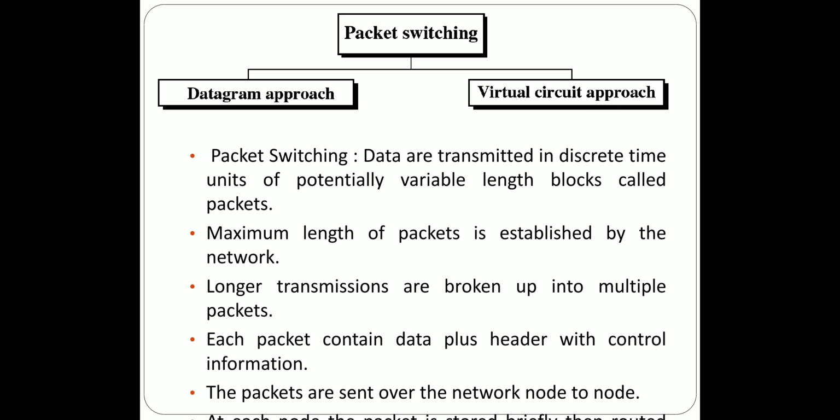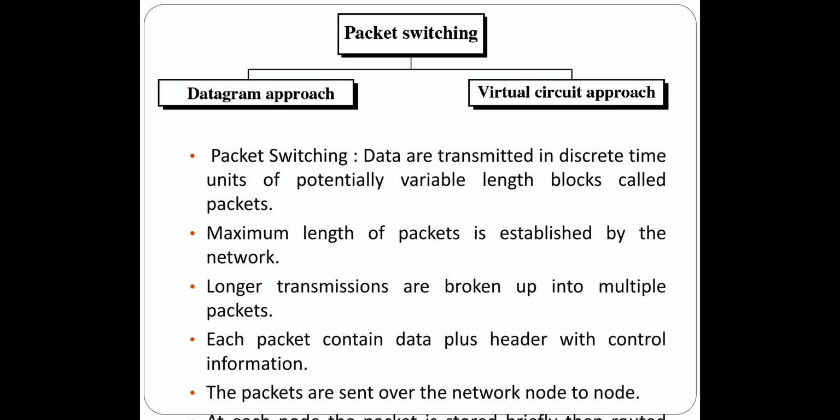So the solution was to go for something called packet switching. Here in packet switching, the data to be transmitted is broken down into small packets. The length of a packet could be variable. The maximum length of the packets depends on the transmission medium. Longer transmissions are broken into multiple packets. So one message could be broken down into multiple packets and sent over the network. That is packet switching.